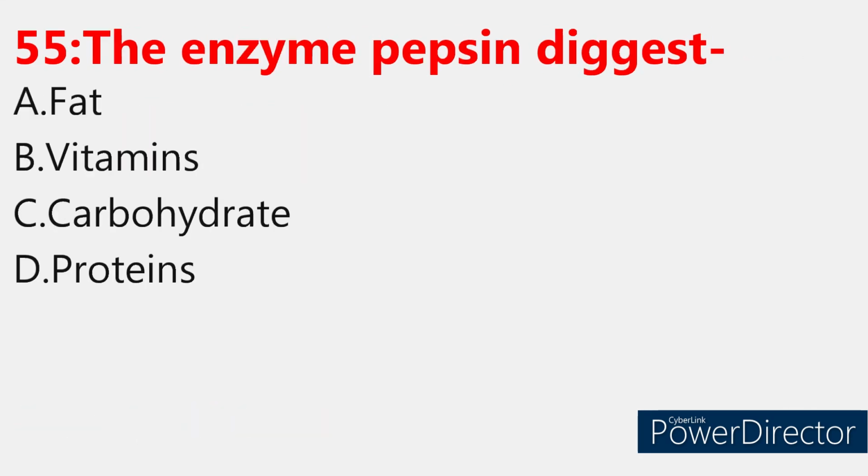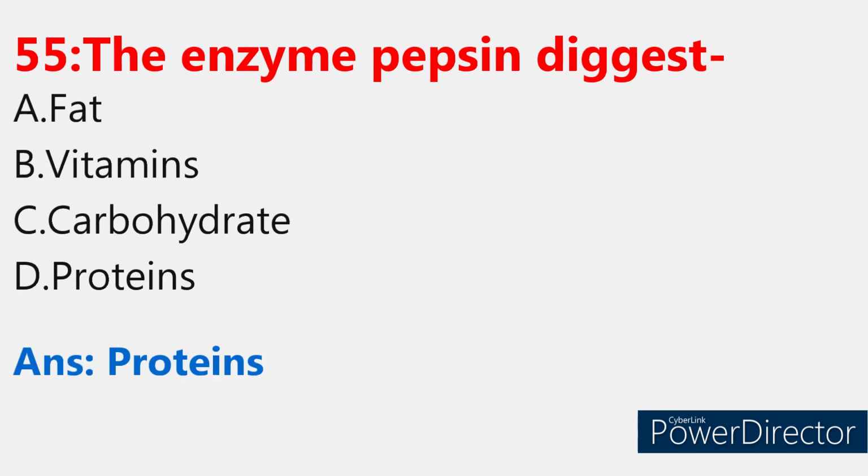Next question. The enzyme pepsin digests option A, fat. Option B, vitamins. Option C, carbohydrate. Option D, proteins. And the correct answer is option D, proteins.